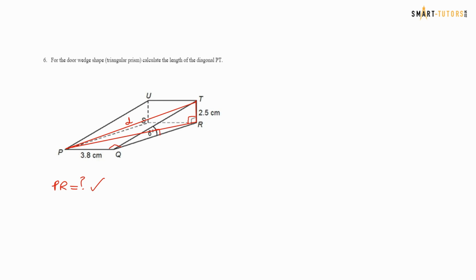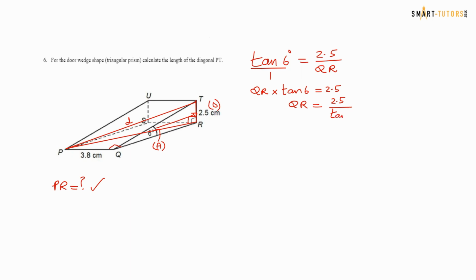So what is QR? QR is the opposite side of the 6, and 2.5 is not the opposite side, it's the adjacent, right? So QR is the adjacent side. And the 6 degree, this is the opposite side. So O and A are related to tan. So tan 6 degrees equals opposite, 2.5, over QR. So if I cross multiply, QR times tan 6 equals 2.5. So QR, we can say, is 2.5 over tan 6. And that is the answer for QR.